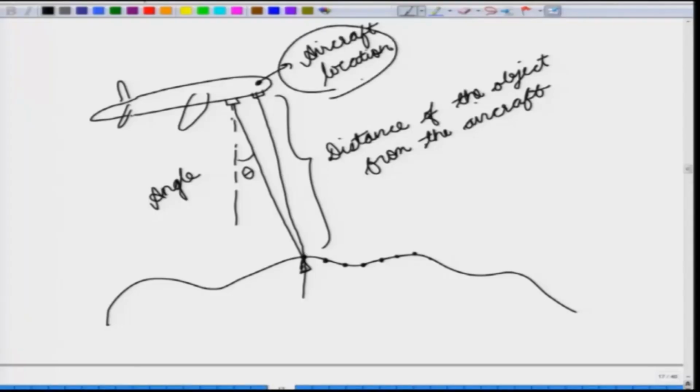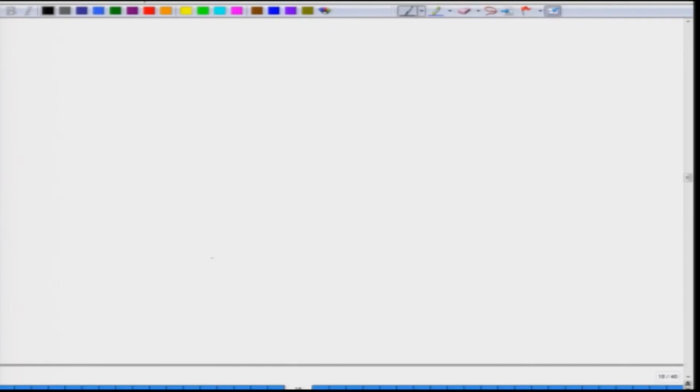Now, the first thing to know is the aircraft location. To know the aircraft location, we make use of two things. One is a GPS and the second is an IMU. GPS refers to the global positioning system. It is a constellation of several satellites that are moving around the earth, and these satellites are giving out signals which your equipment can read and figure out the distance of the equipment from several satellites. So, you have one satellite, you have this second satellite, you have this third satellite, and so on.